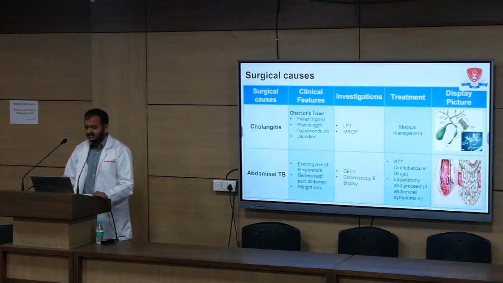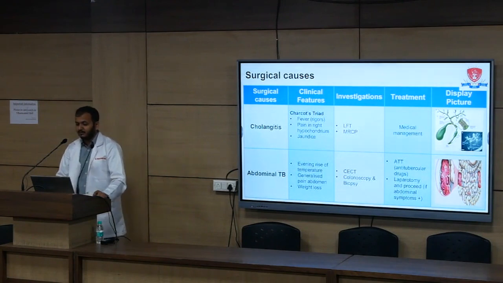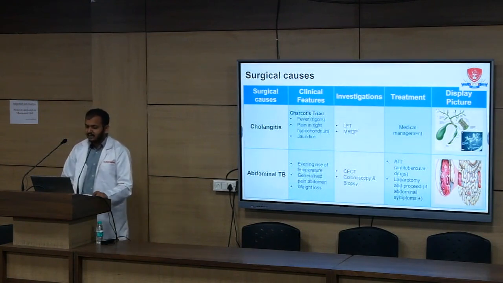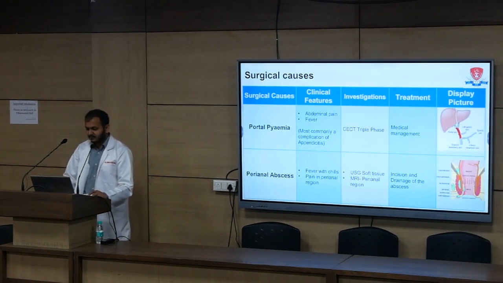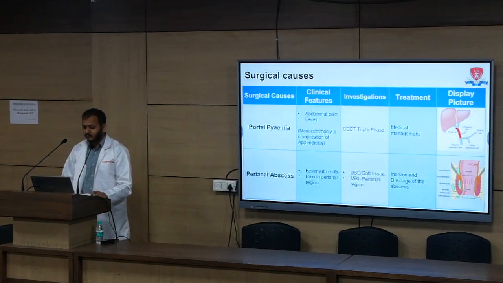Then the next disease is abdominal TB. The patient presents with evening rise of temperature, generalized pain abdomen and weight loss. The investigation of choice is contrast enhanced CT and it can be confirmed by colonoscopy and biopsy. The treatment of choice will be ATT, that is anti-tubercular drugs, and if indicated then we can go for laparotomy and proceed.